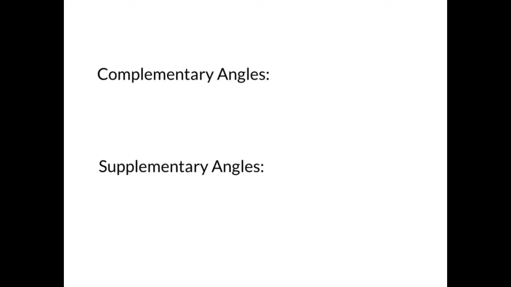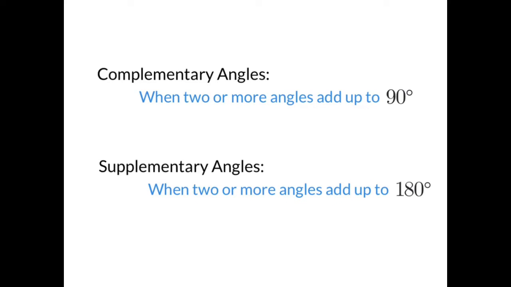First, we'll start with some definitions. Complementary angles are when two or more angles add up to 90 degrees. And supplementary angles are when two or more angles add up to 180 degrees. Their definitions and relationships are simple enough.